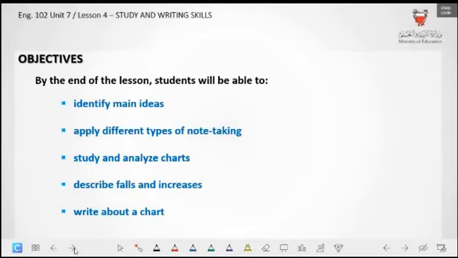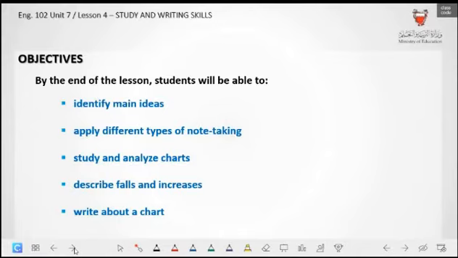So by the end of the lesson, students will be able to identify main ideas. Number two, apply different types of note-taking. So mainly today, inshallah, we're going to focus on the different types of note-taking. This will be very helpful and useful when we tackle the writing. So today, inshallah, we're going to do some practice regarding note-taking.